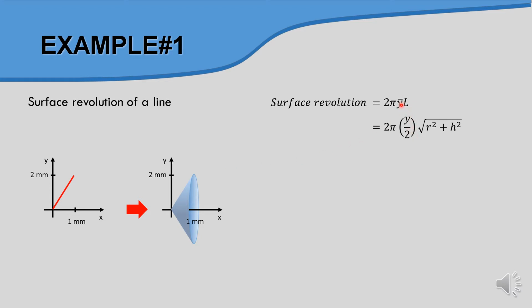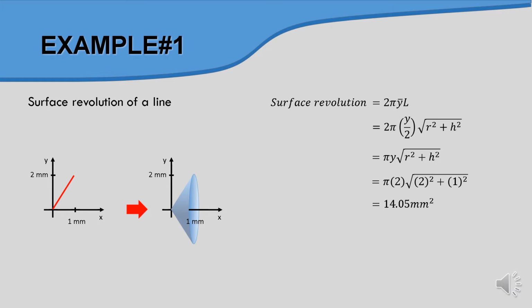For the L, we get the value from this value squared plus this value squared, and square root. So we have the square root of r squared plus a squared. Finally, we simplify and substitute the values of R and H, and we obtain the value of 14.05 mm squared.